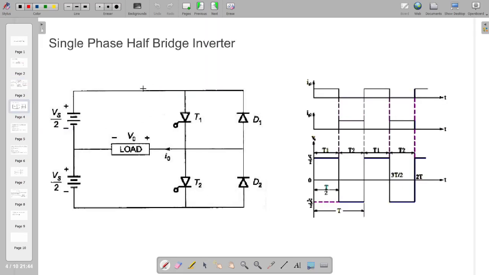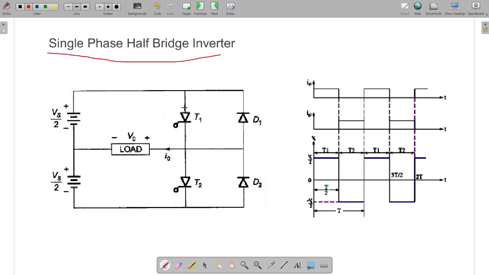So first of all, we are going to learn about the single phase half bridge inverter. This is the circuit diagram. Here in the circuit we have thyristor 1 and thyristor 2, which are power electronic devices. Thyristor is also called a silicon controlled rectifier. There are two diodes, D1 and D2. The first leg has thyristors and the second leg has diodes.